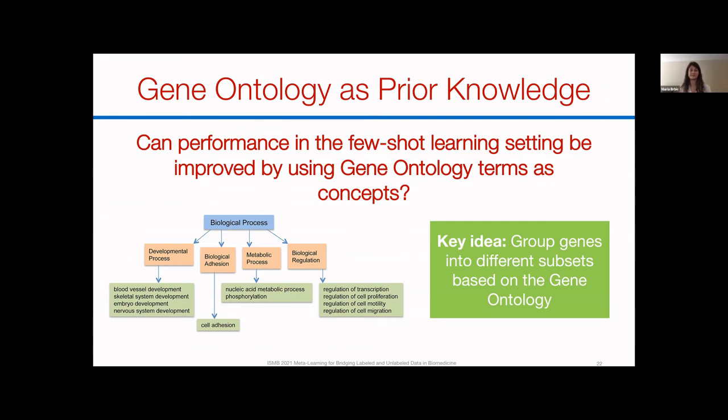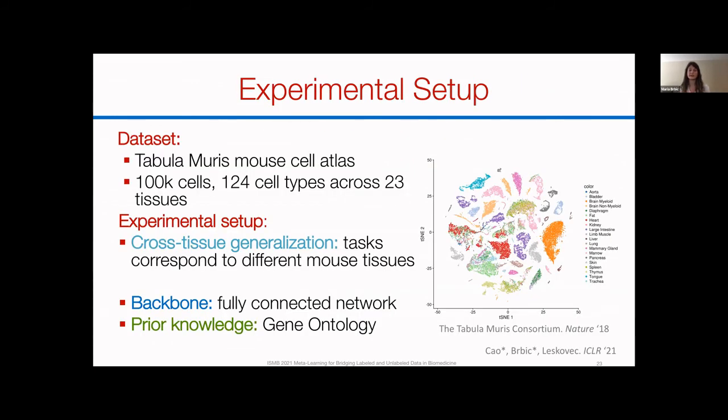The dataset considered in the paper is the Tabula Muris mouse cell atlas, which contains more than 100,000 cells, sequenced from more than 20 mouse tissues. In total, there are more than 100 different cell types across all the tissues. The task that we are trying to solve is to generalize across different tissues. So given a new tissue and only a few labeled examples per cell type, the method needs to learn to generalize to new cell types across tissues. In COMET, concepts are defined, as we said, using gene ontology, and the backbone network used is a fully connected neural network, which consists of 2 layers, and the same backbone is applied to COMET and other baselines.